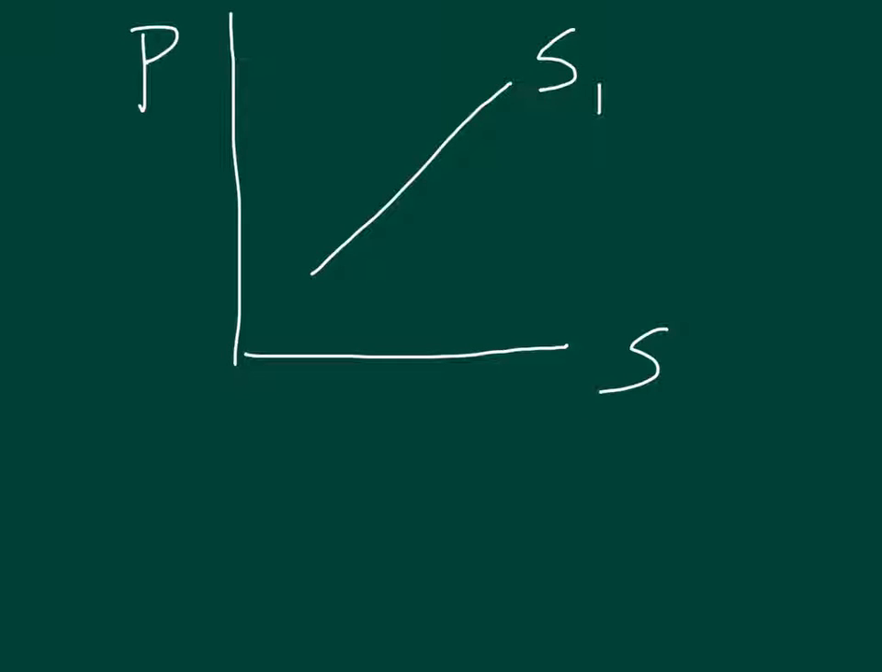Supply curves can also shift inward. So for instance, if you have a new regulation and suddenly some companies won't make it, we get something that looks like this, where we go to S2. We go inward. So at any given price, less is produced.